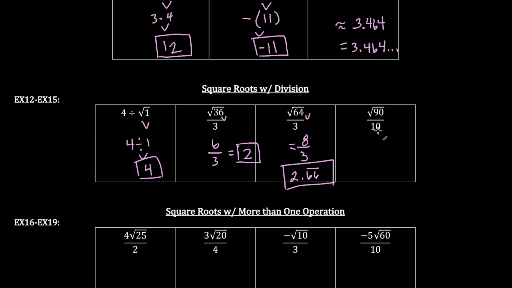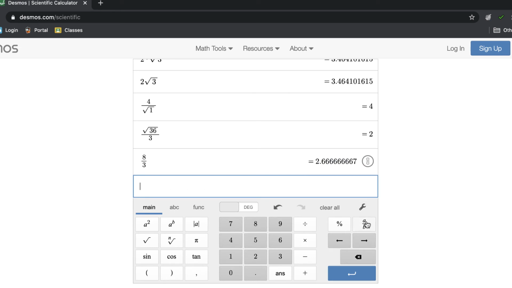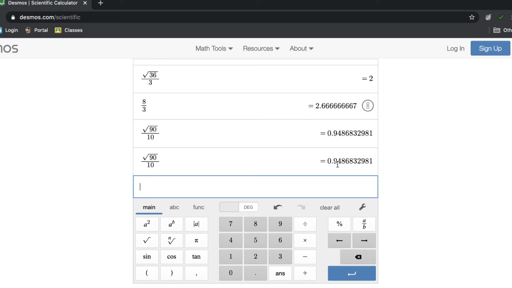Okay, and square root of 90 over 10. So that one I'm going to have to do probably fully in here. 0.948, and it keeps going.